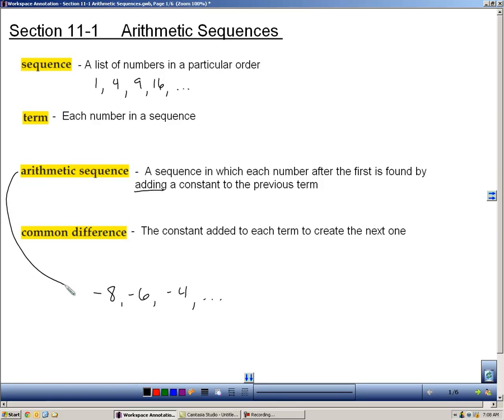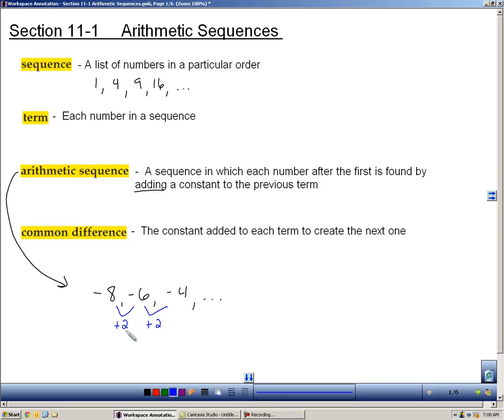So here you find an example of an arithmetic sequence. -8, -6, -4, ... If you notice, to get from -8 to -6, you're going to add 2. To get from -6 to -4, you're going to add 2. And to get to every term after that, you're always going to add 2. That makes it an arithmetic sequence.